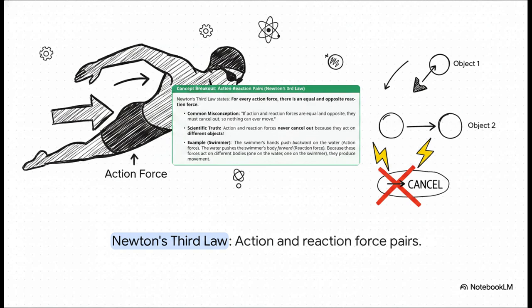Now, there is a huge misconception here. A lot of people think, wait, if the forces are equal and opposite, shouldn't they just cancel each other out so nothing ever moves? Actually, scratch that. They never cancel out because they are acting on two entirely different objects. Think about a swimmer. The swimmer's hands push backward on the water. That's the action force. And the water pushes the swimmer's body forward. That's the reaction force. Two different bodies interacting to create forward movement.